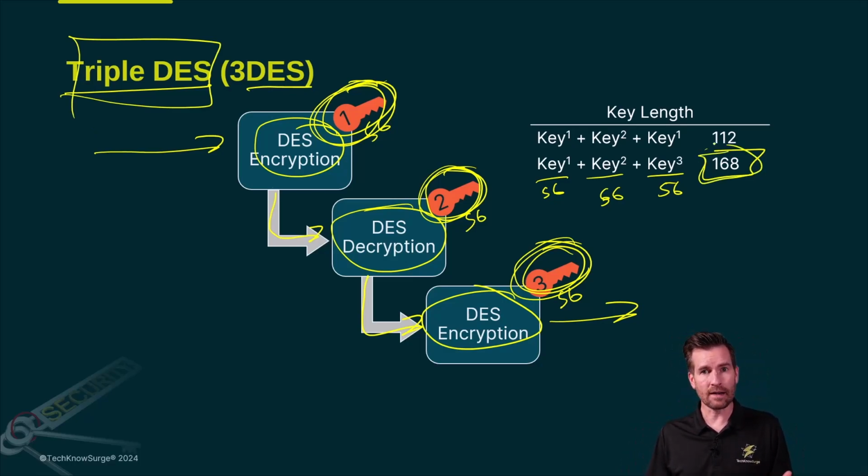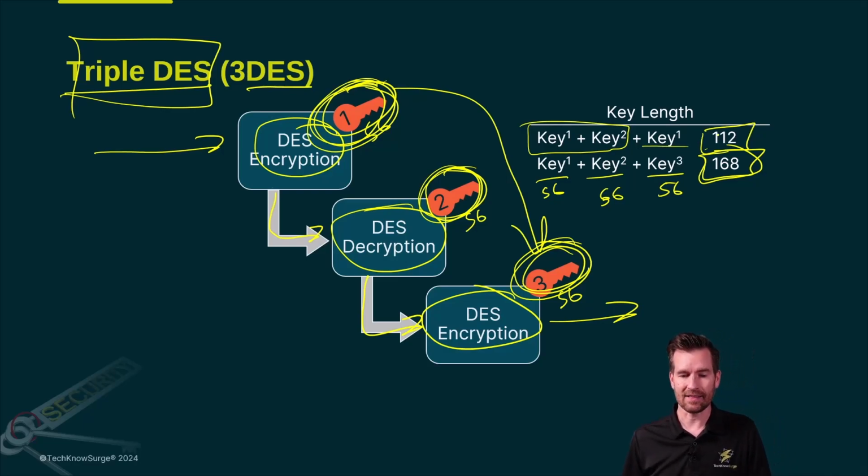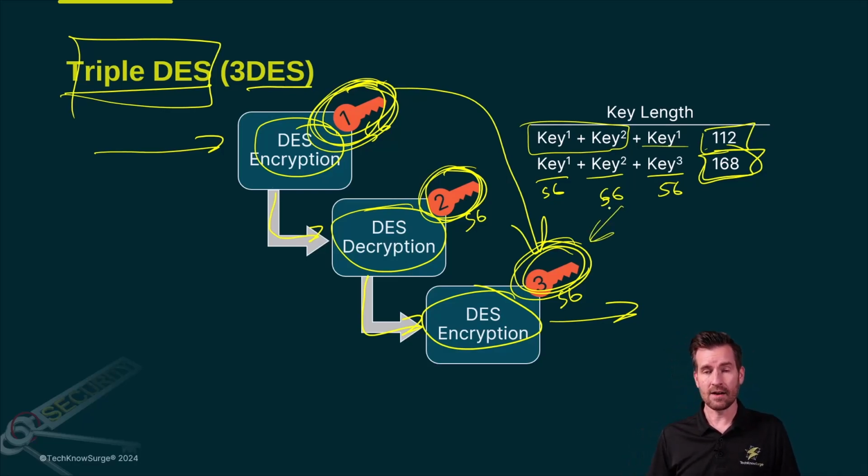But there was one other variation, and that is you can actually reuse key 1 for key 3 to make it a 112-bit key instead. So that would be just you're reusing that last key here. So that's 112 bits. So there's 2 selections there. You could use Triple DES at a 112-bit key or Triple DES at a 168-bit key.